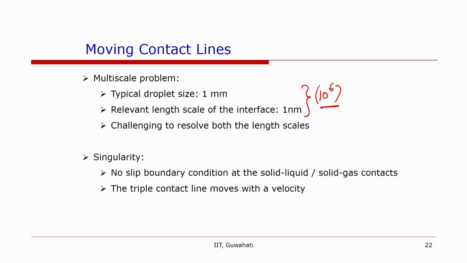Now, the other problem with moving contact lines is called the contact line singularity or contact line paradox. All of us know that the no slip boundary condition has been found to be valid on a solid boundary. So if it is the movement of a liquid on a solid, or movement of a gas on a solid, we have the no slip boundary condition, which generally says that the fluid that is in contact with the wall will have the same velocity as the velocity of the wall. So effectively there is no relative motion between the wall and the fluid over the wall. Okay.